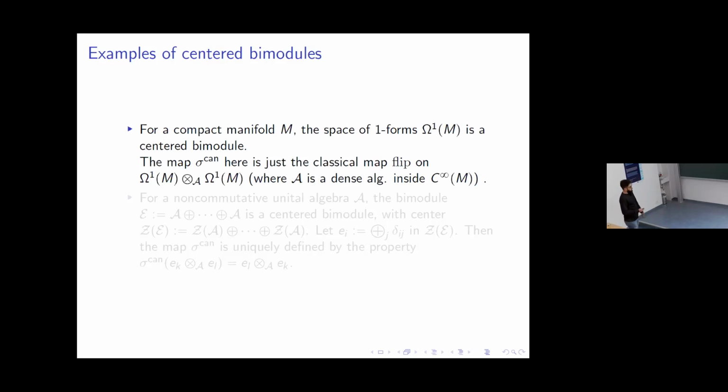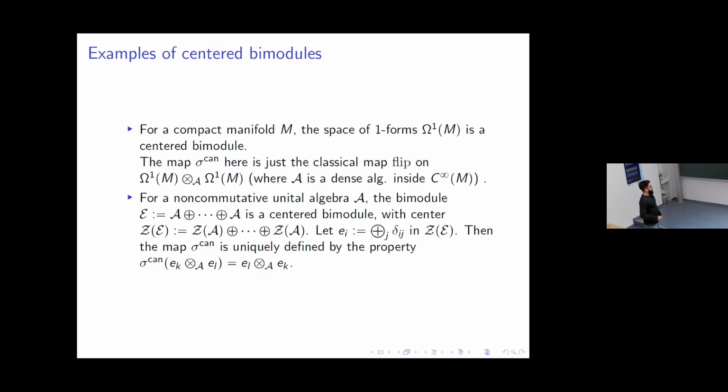And for a simple, genuinely non-commutative example, if you have a non-commutative unital algebra A, then take the direct sum of finitely many copies of A. The center of this E is that many copies of the center of the algebra, and we can guess a basis of this ZE, namely e_j with components delta_ij. Then Skeide's unique map sigma is defined by the property that e_k tensor e_l is mapped to e_l tensor e_k.